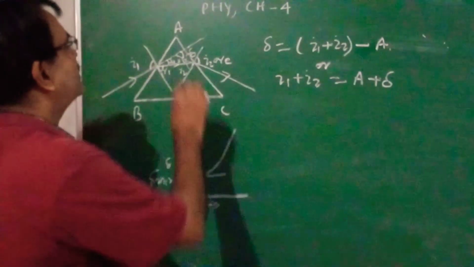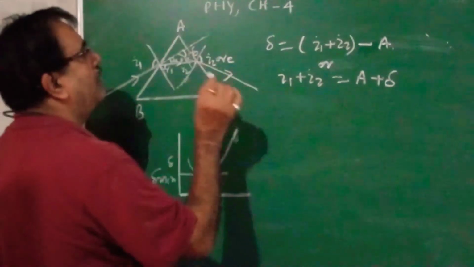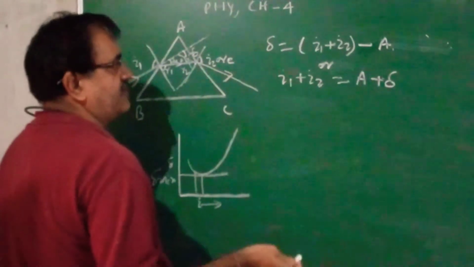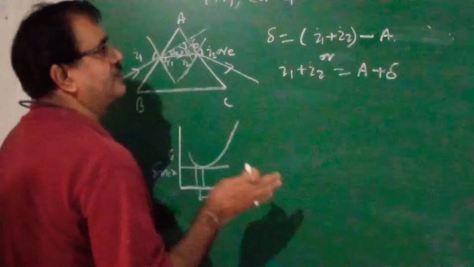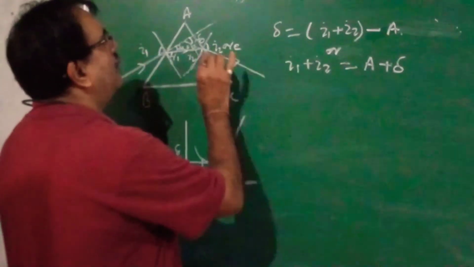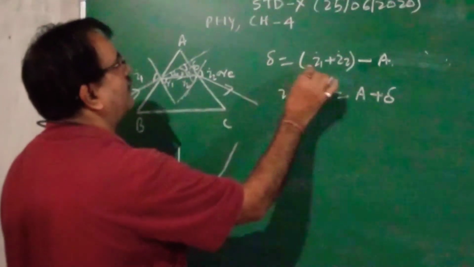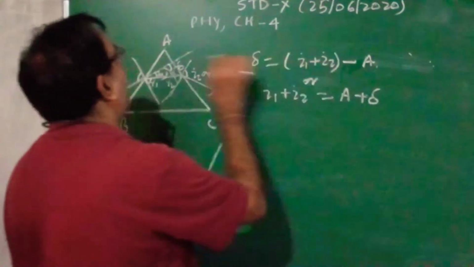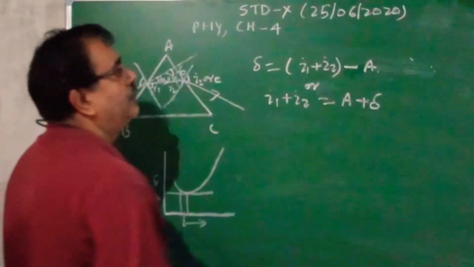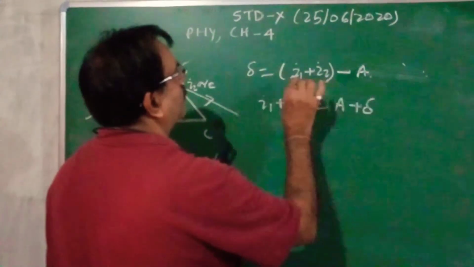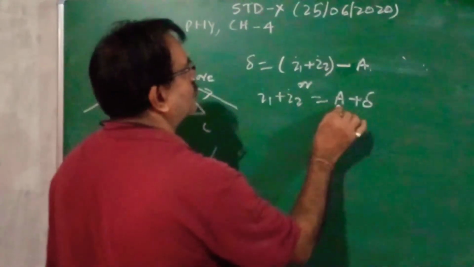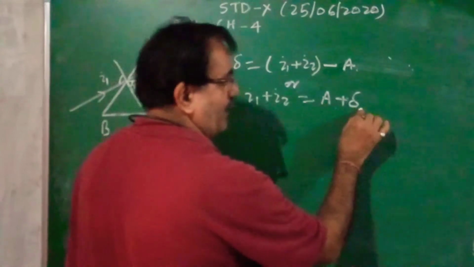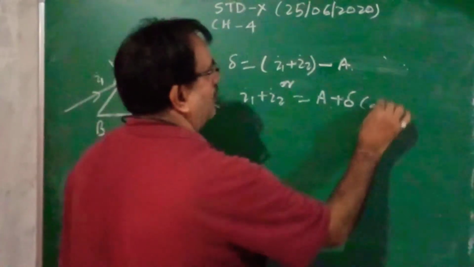Right? So this is the angle of deviation. Now the proof is not in the syllabus, and it is not coming in the examination also. So the deviation of the prism is equal to I1 plus I2 minus A. What is A? The angle of the prism. So, or we can write I1 plus I2 is equal to A plus delta. This is known as delta.